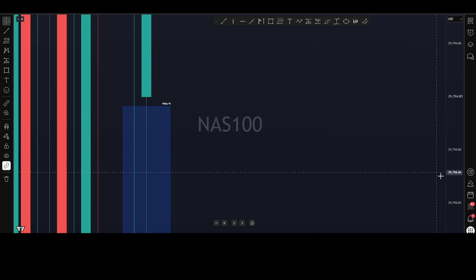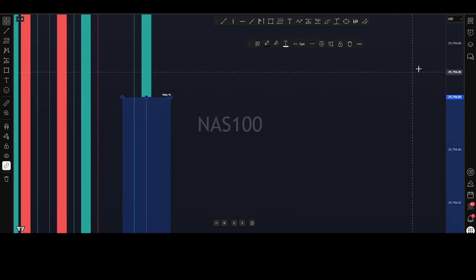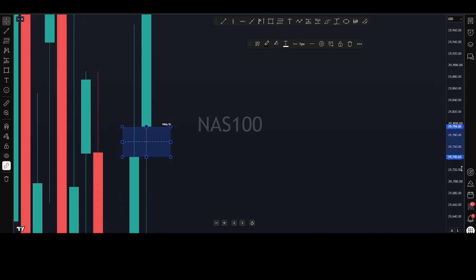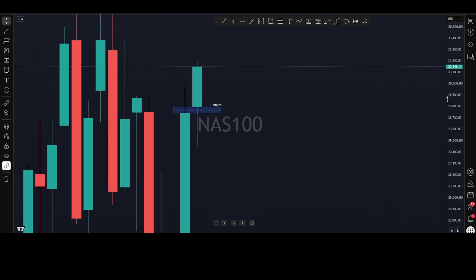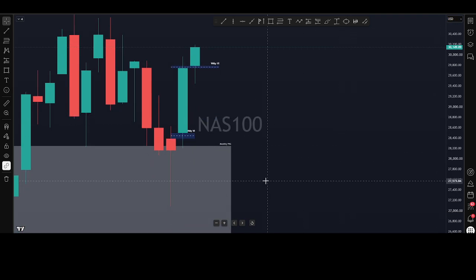So again, we're stretching this. Let's see how wide we're stretching out over here. But again, you're talking fractions, but they're important fractions. Okay, so save that there. So we've got some markings up already on the chart, okay? So what we've got is a big, huge monthly fair value gap below.